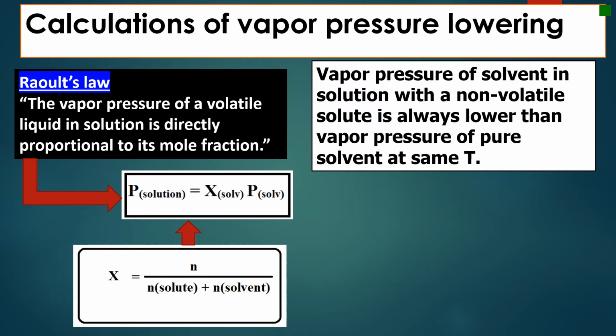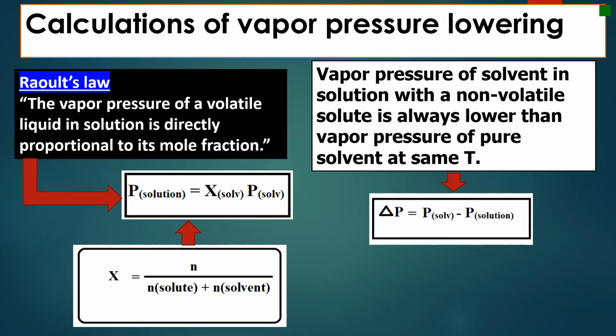The vapor pressure of a solvent in a solution with a non-volatile solute is always lower than the vapor pressure of pure solvent at the same temperature, as we have seen. So if this is the case, to find the vapor pressure lowering, we calculate the difference, that's delta P, of the vapor pressure of the pure solvent, which is always greater, minus the vapor pressure of the solvent in the solution, which is always lower.